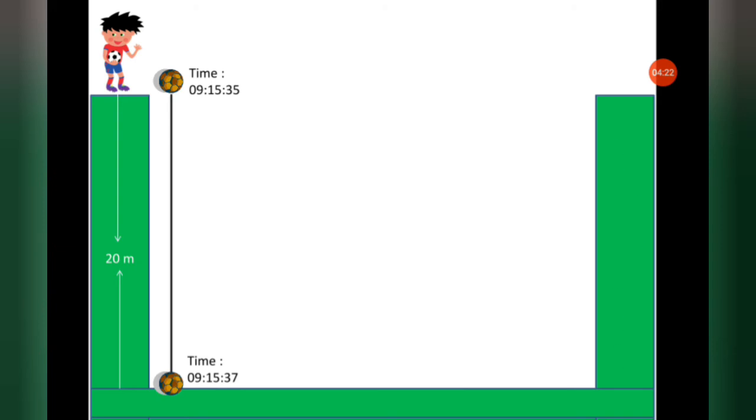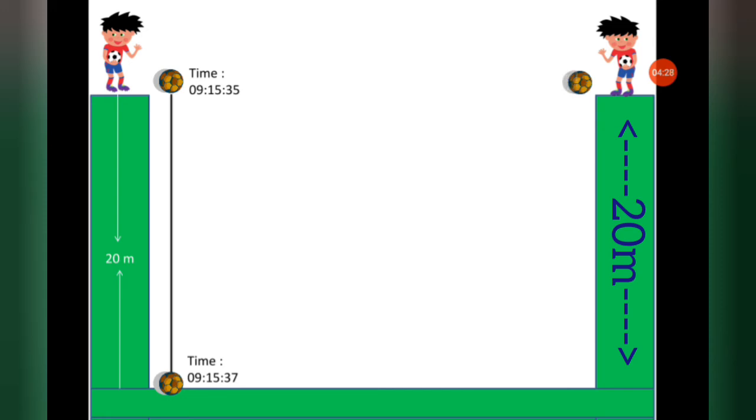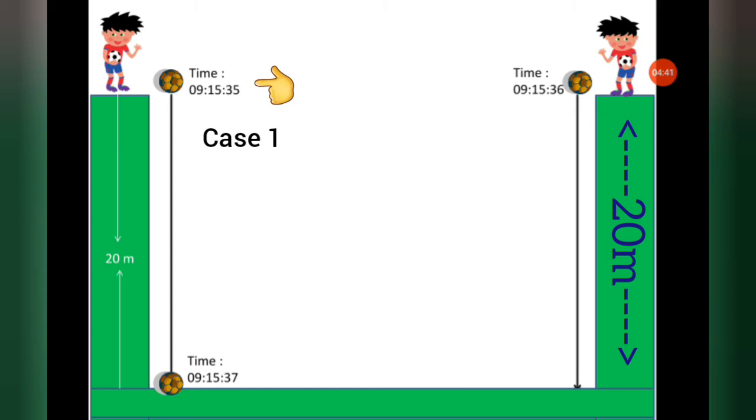Now let's say this is the same building 20 meter high and this is the boy. Now he throws the ball. This is the ball. The ball will go downward. एंड लेट्स से, अब देखने वाली बात क्या है, इसने 9 आवर्स 15 मिनट 35 सेकंड पे बॉल ड्रॉप किया था फर्स्ट केस में. सेकंड केस में ये बॉल को थ्रो करेगा 9 आवर्स 15 मिनट 36 सेकंड, आफ्टर 1 सेकंड. ओके, ड्रॉप किया एंड द बॉल विल रीच द ग्राउंड.